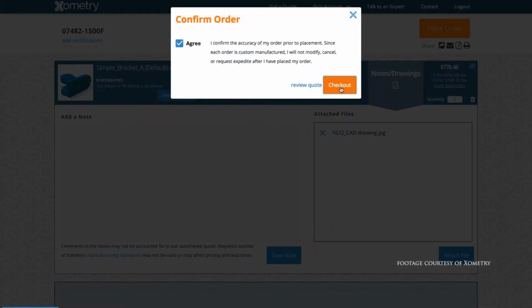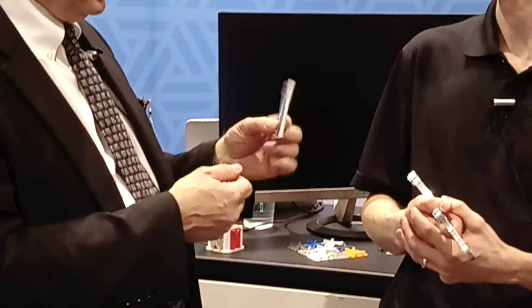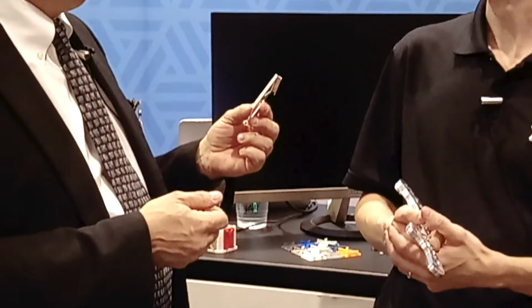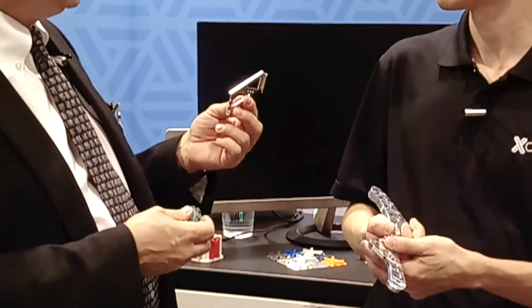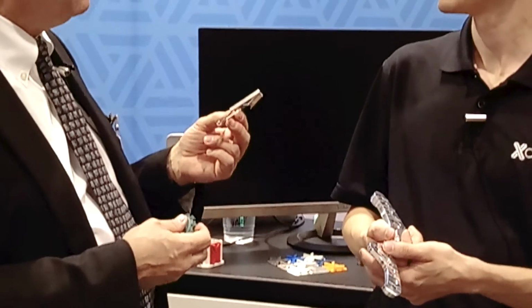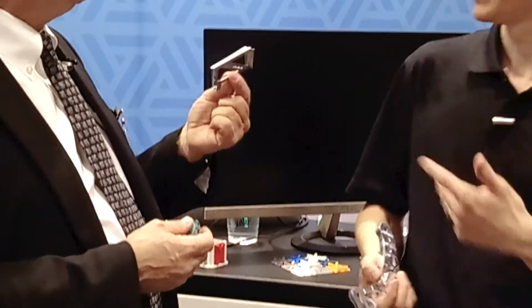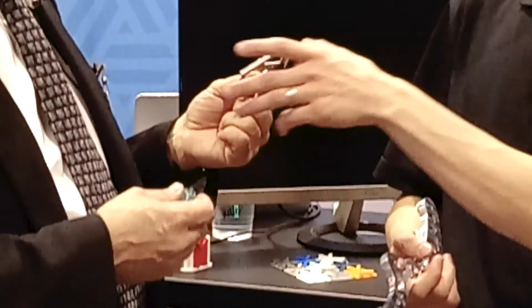Now this part, this could be formed from sheet. It could also be 3D printed. It potentially could be machined from a solid block of aluminum the same way, but what if I don't know exactly which is the best process for me? Yeah, so this is what I love. So this is actually a really good piece.